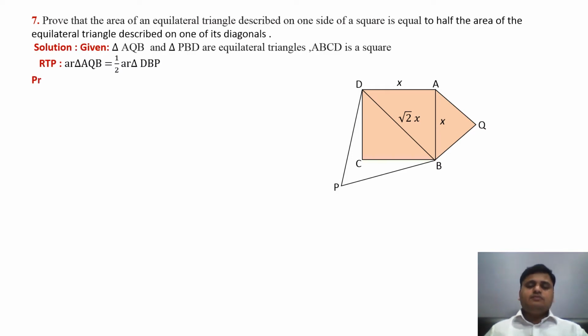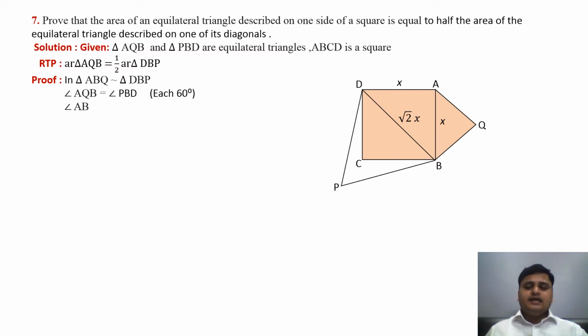So what is given? ABCD is a square and two equilateral triangles are there. So area of triangle AQB is half of area of triangle DBP. Let's begin the proof. Since these two triangles become similar, how? Since angle AQB is equal to angle DPB, which is 60 degrees.